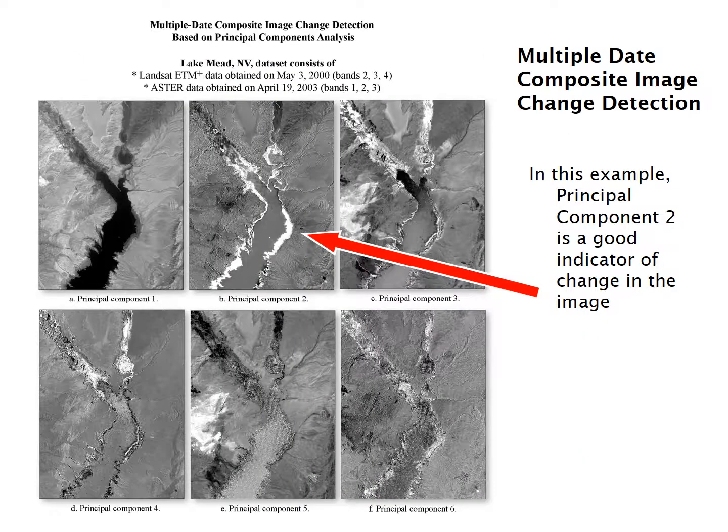So let's look at some multiple date composite image change detection based on principal component analysis. And so we've got principal components 1, 2 and 3, 4, 5 and 6, and you're trying to find what's going on. In this example, principal component 2 is a good indicator of change in time. You get to see the white areas, which are the areas that are dramatically different.